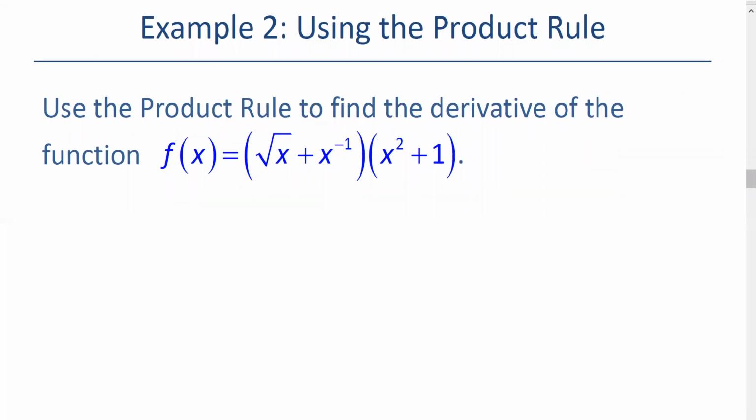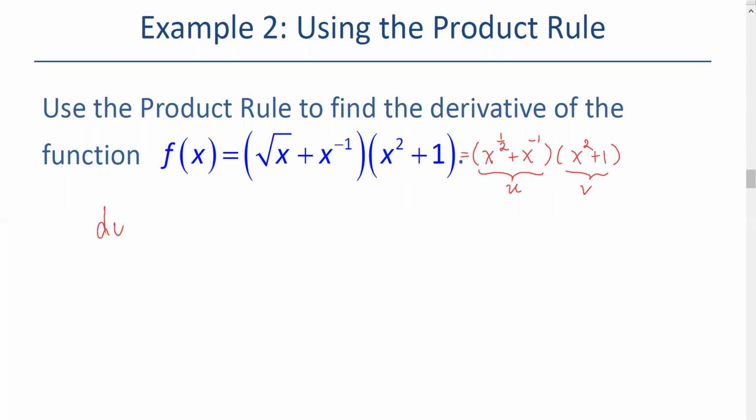Next example: use the product rule to find the derivative of the function f(x) equals square root x plus x to the negative first, times x squared plus 1. In this case, we have the square root, so we could write it in power form. It becomes x to the power 1 half plus x to the negative first, multiplied by x squared plus 1. To use the product rule, I will give the notation u to represent x to the 1 half plus x to the negative first, and v to represent the quantity x squared plus 1.